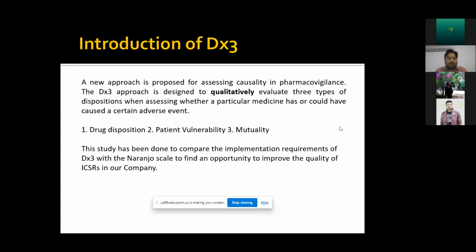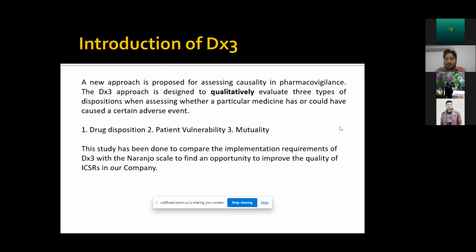Okay, so there were some other scales already used by industry and regulators, like Naranjo's scale for causality assessment and the WHO-UMC scale for causality assessment. But these different scales have David Hume's approach. It's an empiricist scale, and that's why most of the industry people are having issues in identifying the causality, and it is not giving proper results.